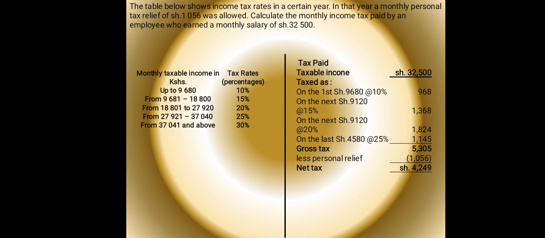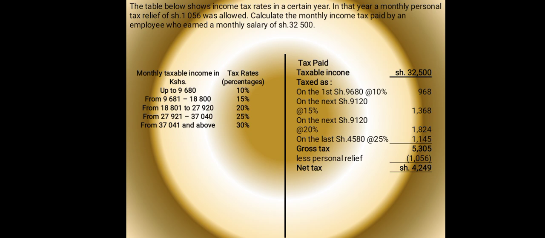The table below shows income tax rates in a certain year. In that year, a monthly personal relief of 1,056 shillings was allowed. Calculate the monthly income tax paid by an employee who earned a monthly salary of 32,500 shillings. Now we have been given the tax tables, so we go ahead, break the employee's income according to the tax table, and compute the tax.